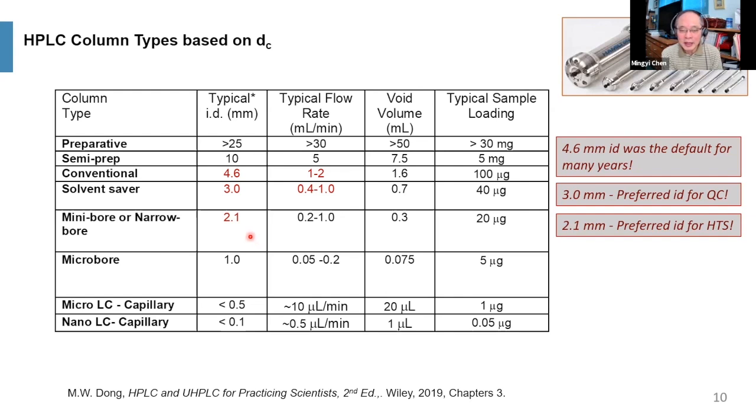And that means you really have to have a UHPLC injector or autosampler do a good job, right? So for QC, we like to inject a little bit larger volume for higher precision. And then we have the microbore column, which is 1 mm ID, then the capillary column, a micro LC, which is 0.5, and nano LC, which is 0.1. When you get to micro and nano, it's very difficult to use UV detection, right? So typically you have to use mass spec detection.